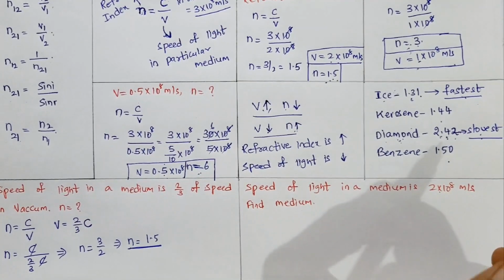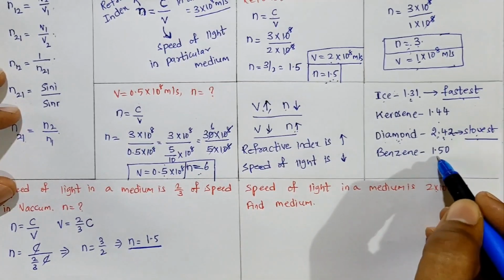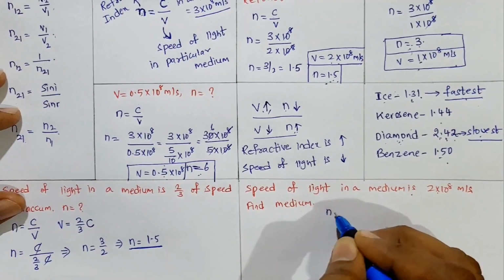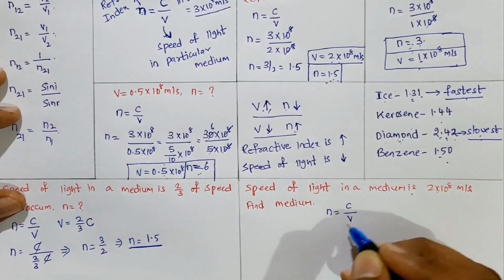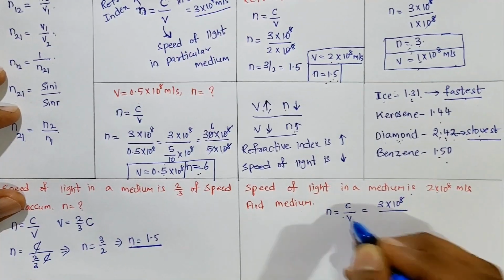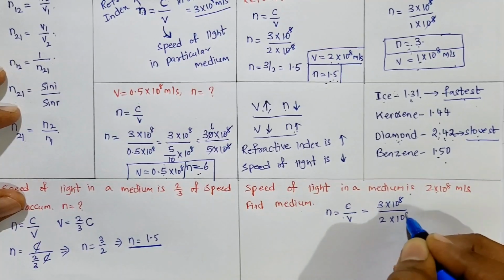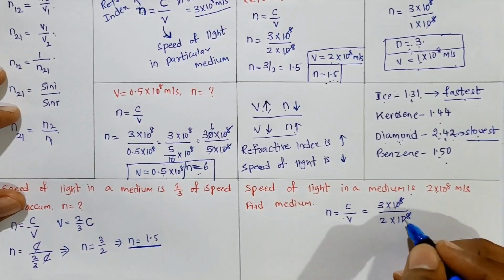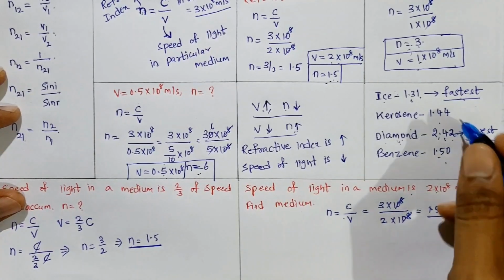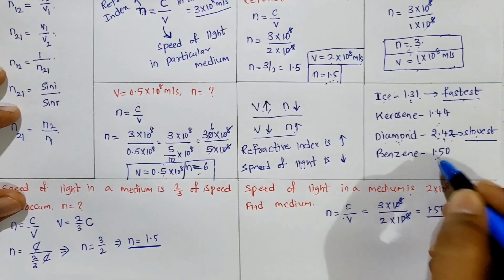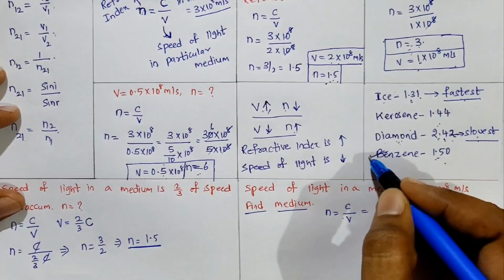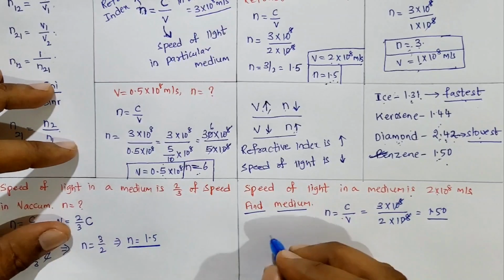So how to identify? They gave refractive index in the table. So first find the refractive index of this medium. What is the refractive index formula? n is equal to c divided by v, which is 3 into 10 power 8 meters per second divided by 2 into 10 power 8 meters per second. 10 power 8 cancels, 3 by 2 is 1.50. So whose refractive index is 1.50 here? Benzene. Benzene is the medium.